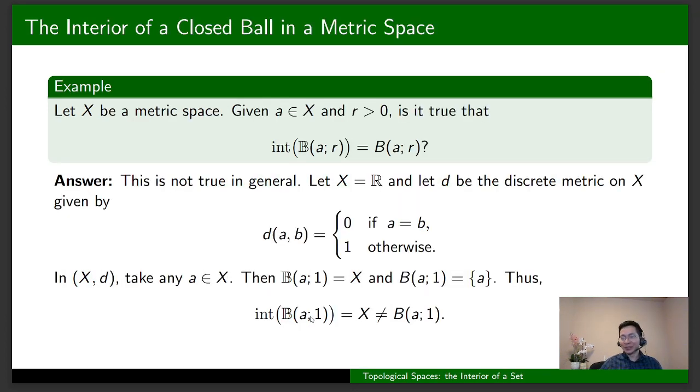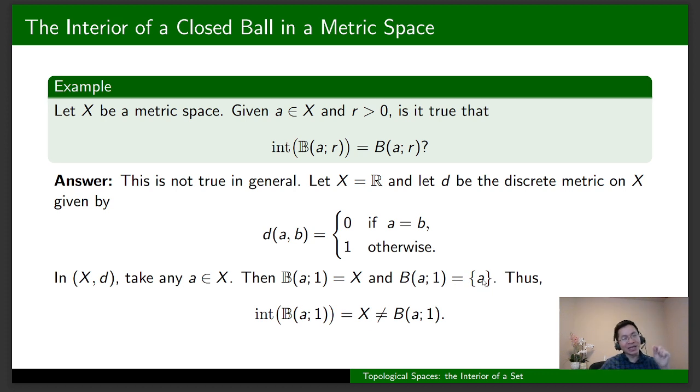Finally, I am going to have one question for you. Let X be a metric space. Is it true that the interior of any closed ball in this metric space is the corresponding open ball? Some people think that this is true. Nevertheless, this is not true in general. Let X be R and let D be the discrete metric on X given by this formula. Then we can show that the closed ball with center at A and radius 1 is the entire space X, while the corresponding open ball is just this single point set.